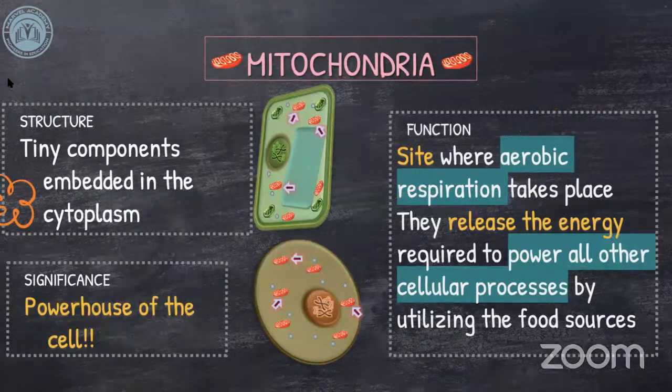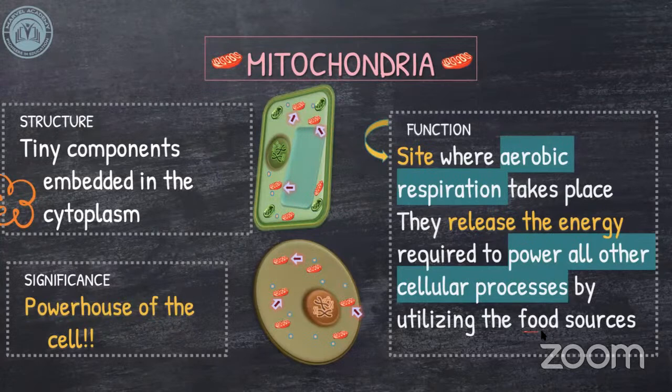Then, children, they release the energy required for other cell activities or cellular processes, by utilizing the food source. Here, utilizing the food source, what I'm referring to, children, is glucose, okay? So here it should be glucose, C6H12O6. Is it clear to all of you? Next one.